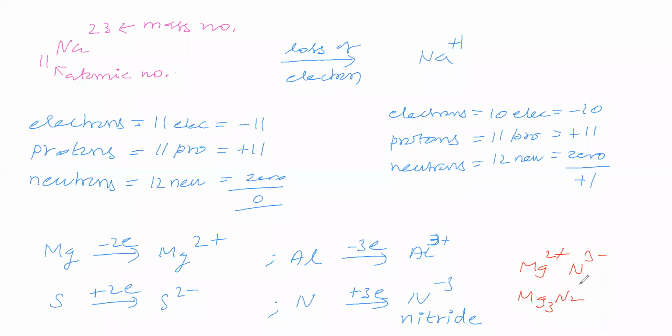What is the name of this compound? This compound is called magnesium nitride.